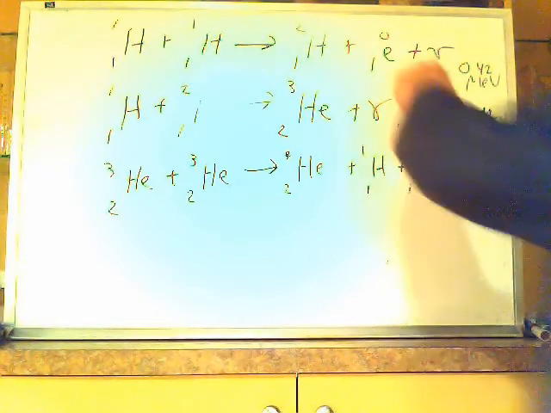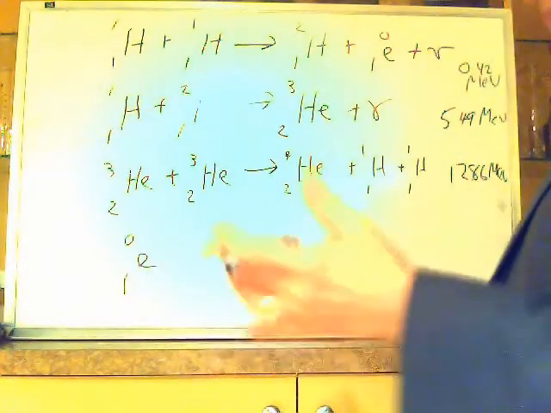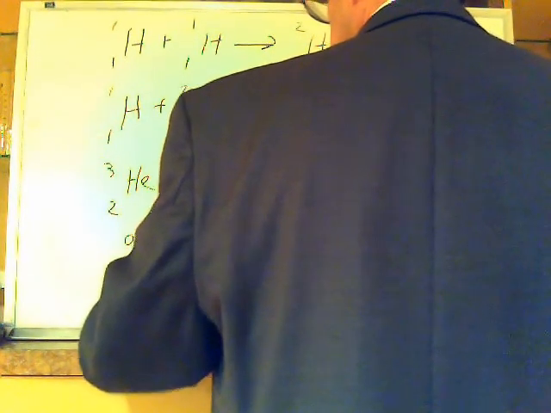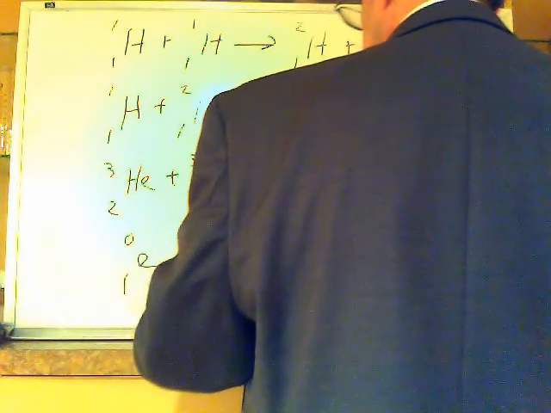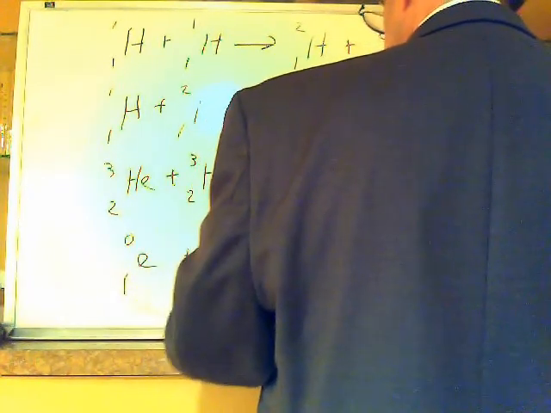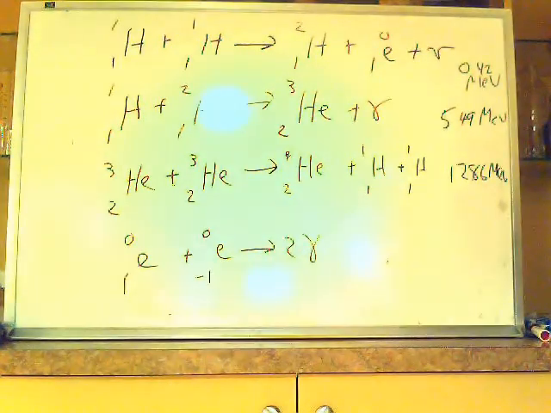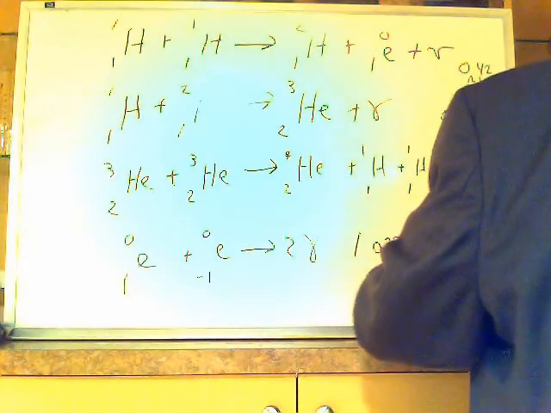Now, since we've got positrons being generated here, there's another reaction that takes place, because this is taking place in a plasma, so there's also going to be a lot of electrons around. So the positron and the electron are going to react, and that's going to give us 2 gammas. And that is going to give us the standard 1.022 MeVs.